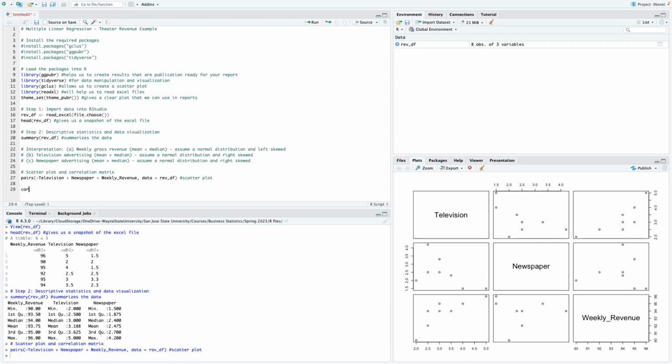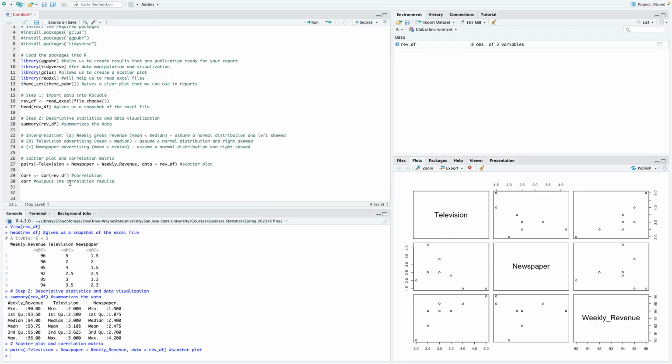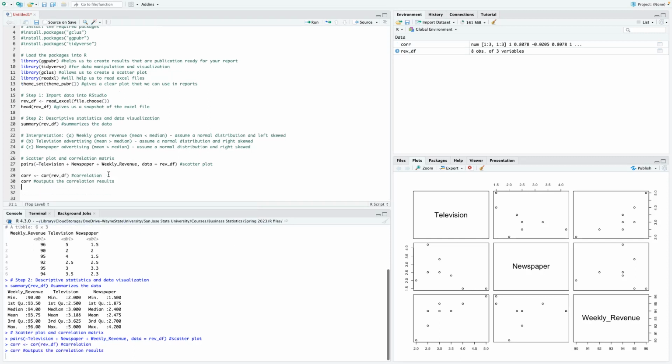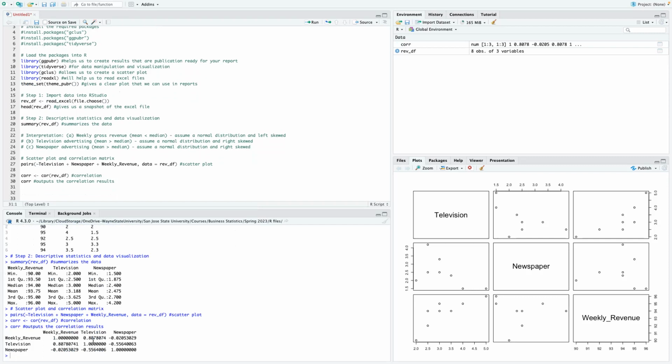So let's now look at the correlation. We use the function cor, which helps us to get the correlation. All right, so let's run this. Oh, so now we see our results for the correlation.